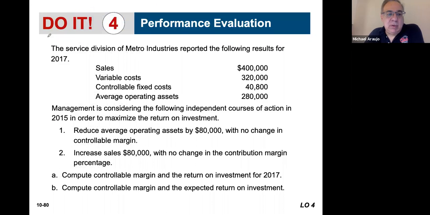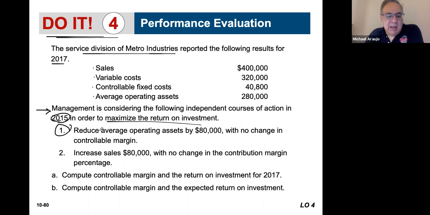So this is how this section ends. A do-it exercise for, in this case, the service division of Metro Industries. It gives you information on sales, variable costs, controllable fixed costs, and average operating assets. That's an important number. So in this case, management is considering the following independent courses of action in, it should be 2017, I have the wrong date here, in order to maximize the return on investment.